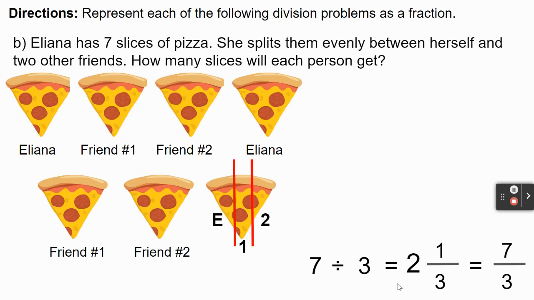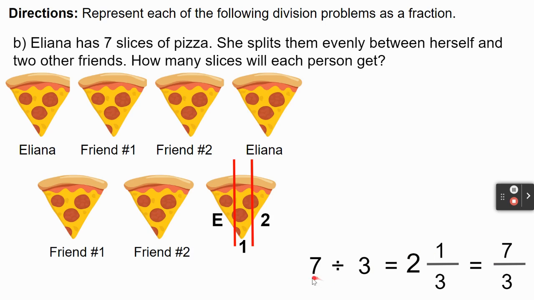7/3 slices of pizza. We can see that here the 7, the dividend, goes on top as our numerator, and our divisor, 3, is going on the bottom. So 7 divided by 3 is 2 1/3, which is the same as 7/3.